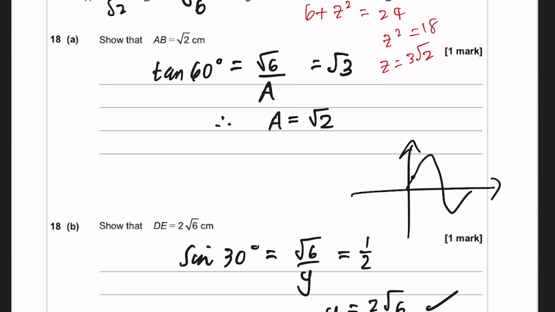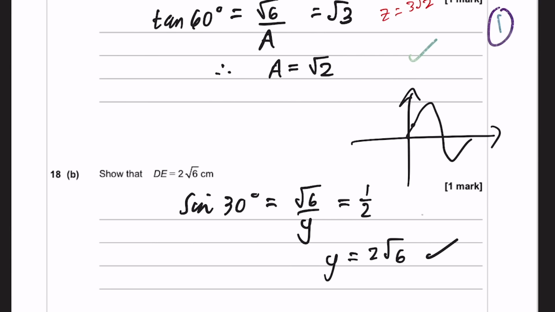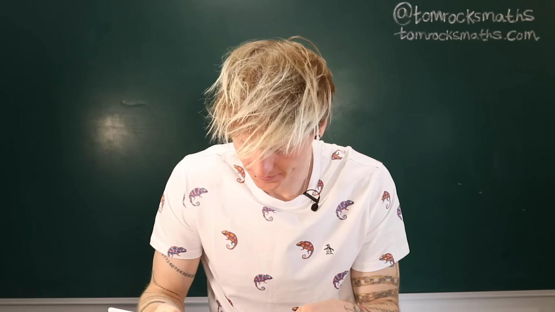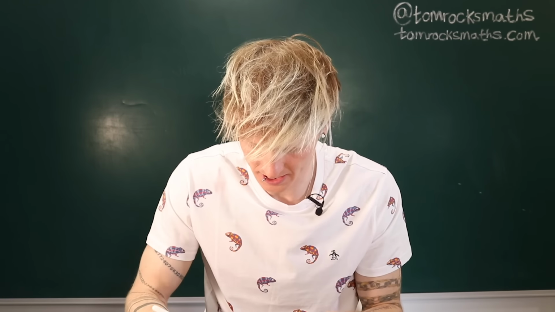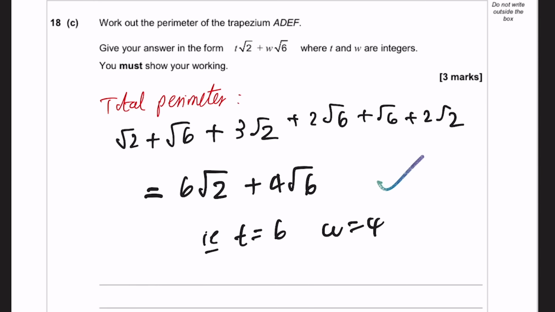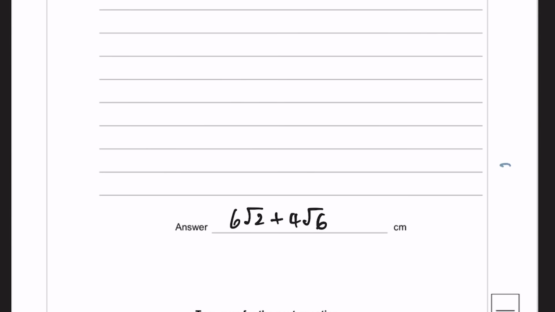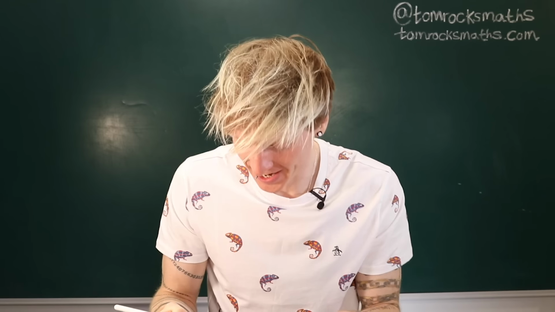Near the end now. 18 is over tan 60, which was root 3. Yep. 1 mark for mentioning tan 60 is root 3. Good. Second one, use of 1, 2, root 3 triangle, or knowing sine 30 is a half. Brilliant. 1 mark. And then the trapezium perimeter, come on, 6 root 2 plus 4 root 6. This is going so well. Right, 3 marks, so that's 5 out of 5.